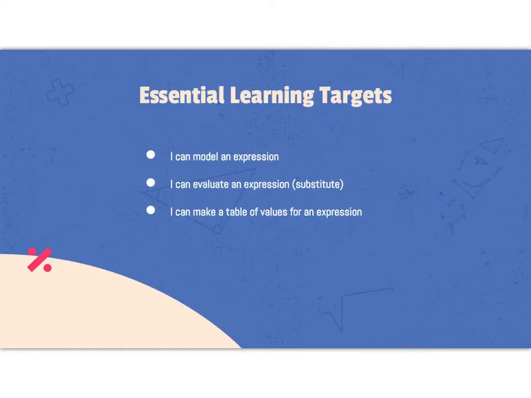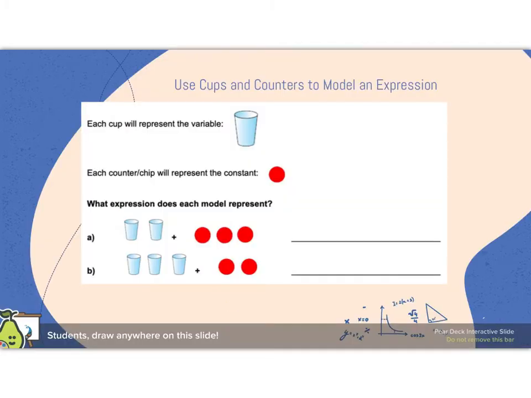In terms of goals for today, we want to be able to model an expression, using either pictures, our cups and our counters, or using letters and numbers like 3x plus 4. And then the second thing is to evaluate an expression, so that once again means to find a number value. And then lastly, to make a table of values, so an XY table to find the worth of Y at different values of X.